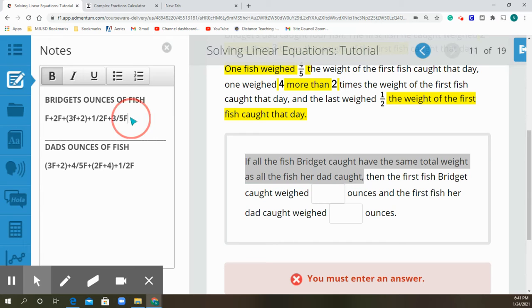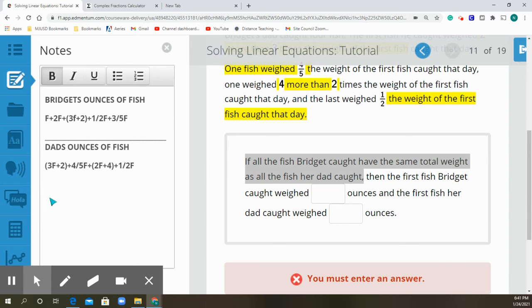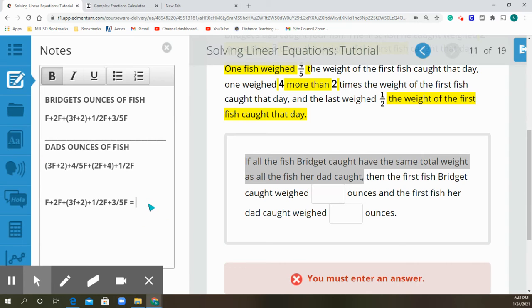So now I know that this equals this. All the weight that Bridget got and all the weight Dad's got are the same. I now have an equation. Okay, so these are equal. Then the first fish Bridget caught weighed blank ounces, and the first fish her dad caught weighed blank ounces. So now I have to solve this.